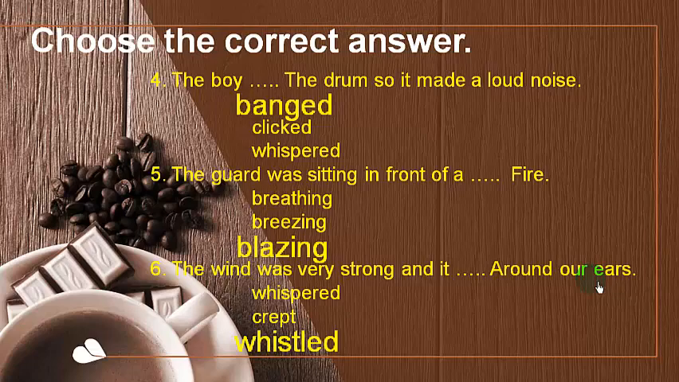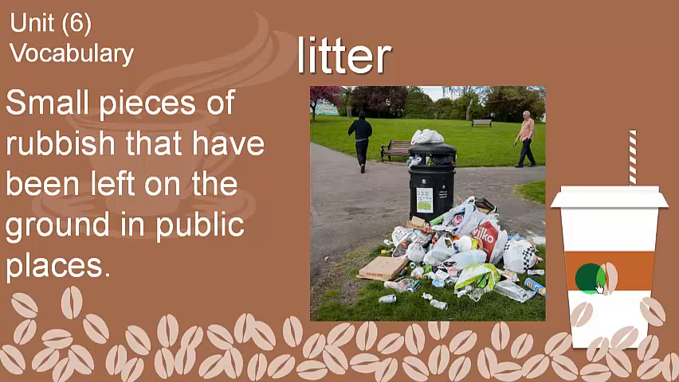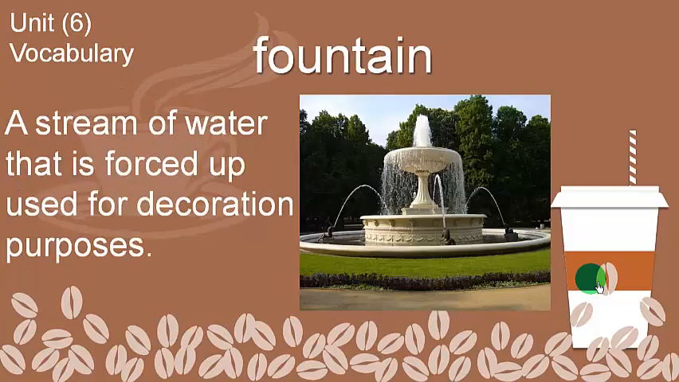Good. Let's move on to vocab of Unit 6. And the first one we have is litter. So please notice the difference between litter and letter. So litter with an I is like the garbage, the trash, all the small pieces of rubbish that have been left on the ground in public places. But letter with an E is like the letter that you write to your friend and you send through the mail, right? A letter. Good. So litter is small pieces of rubbish that have been left on the ground in public places.